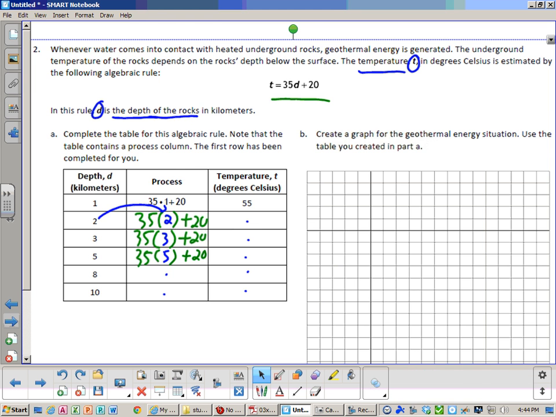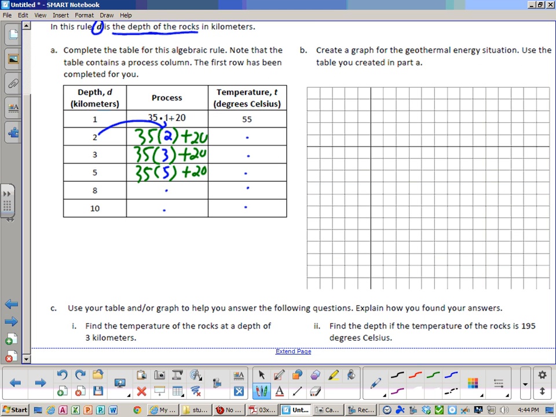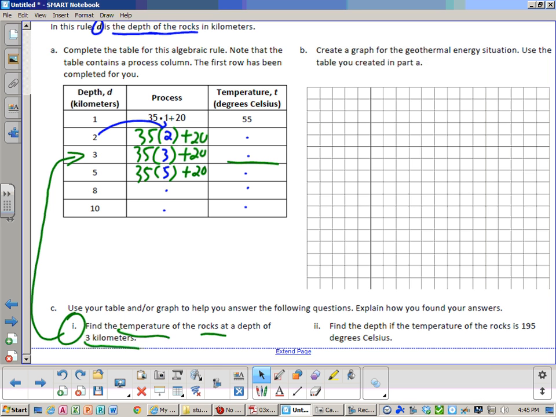And I think you could do the graph. That's no problem. Use your table and or graph to help you answer the following questions. Explain how you found your answers. Find the temperature of the rocks at the depth of 3 kilometers. Oh, wow. Really? Guys, to answer this one, bam, right there. Whatever you work out, that will tell you your answer. So no problem. That's too easy.